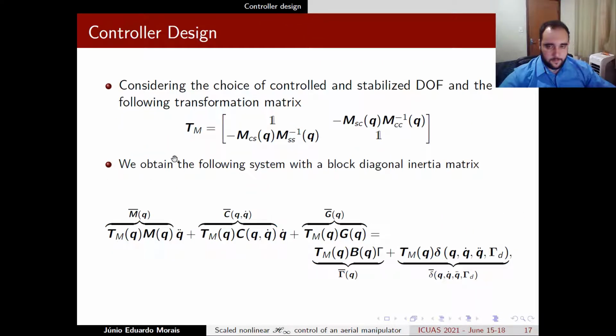Considering the choice of controlled and stabilized degrees of freedom, the next step in the control law design is to obtain a block diagonal inertial matrix. This is done by pre-multiplying the system by the transformation matrix Tm that is defined in terms of the blocks of the inertial matrix as shown here. After we do the transformation, we use the bar on top of the matrices of the system to abbreviate this equation here.